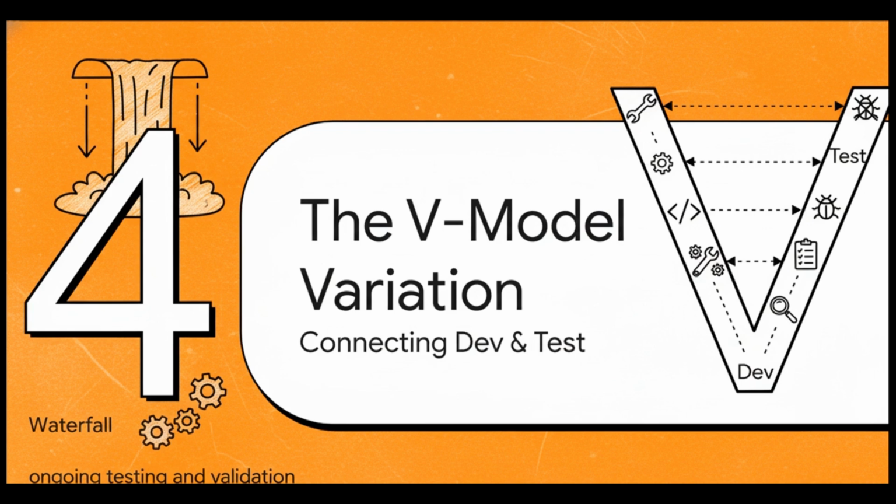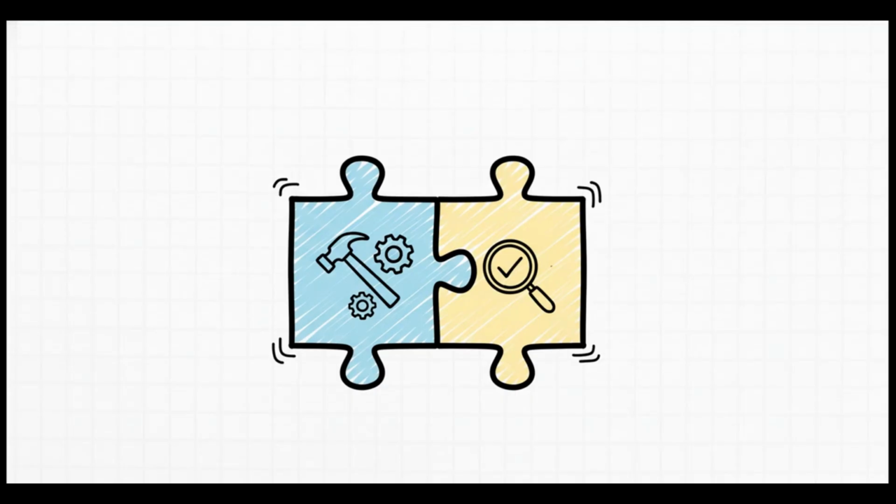It wasn't a completely new model, but it was a really smart variation that tried to fix one of Waterfall's biggest weaknesses. And this is where we meet the V-Model. The brilliant insight of the V-Model is that testing isn't just something you tack on at the end. Instead, it explicitly pairs every single development phase with a corresponding testing phase. This makes quality assurance something you do continuously, right from the very start.